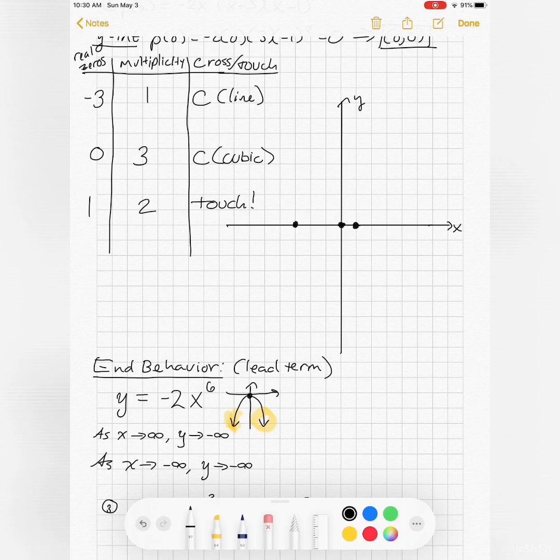Let me see what I can do as far as the graph. I'm looking at the table as well. Cross, so down, cross like a line. At 0, cross like a cubic, and then at 1, touch. There we go. So linear, cubic. It's a little hard to show that shape, so I like to label.